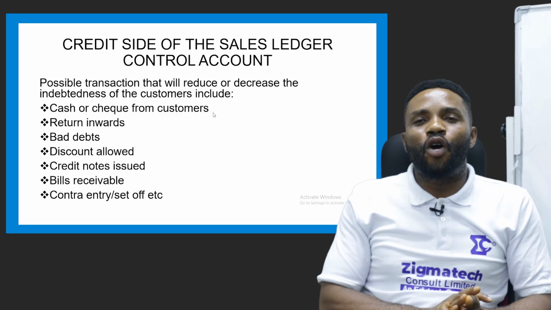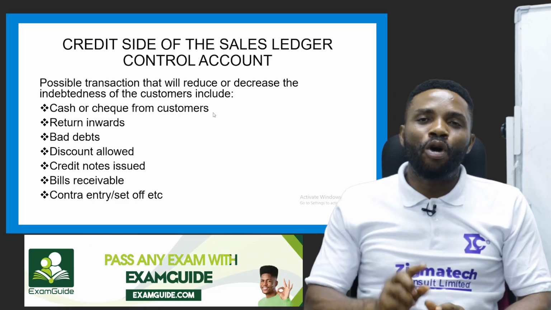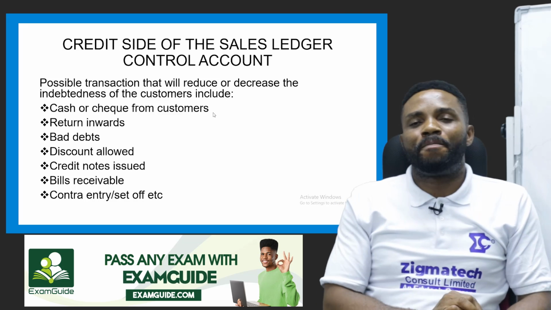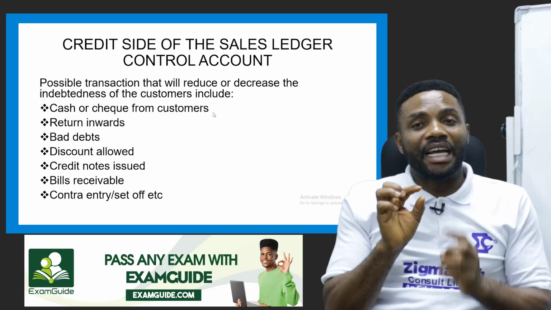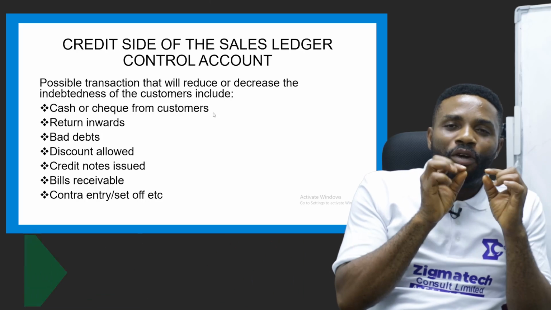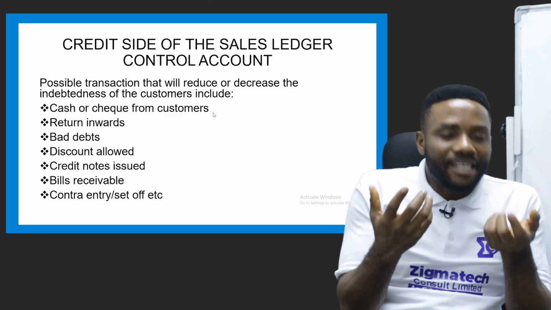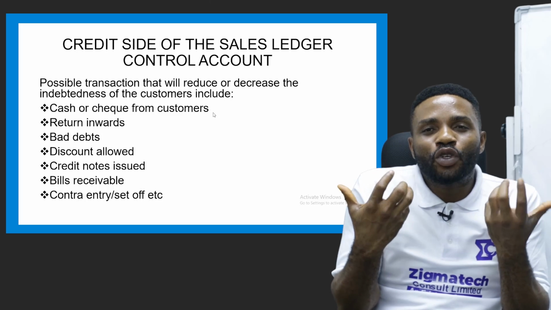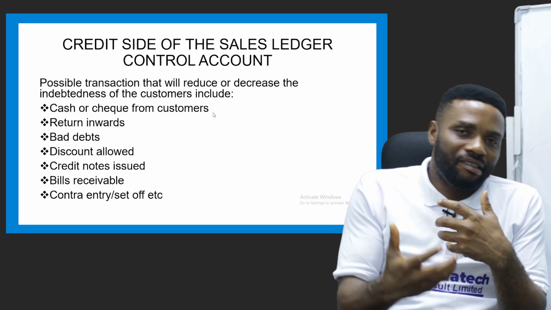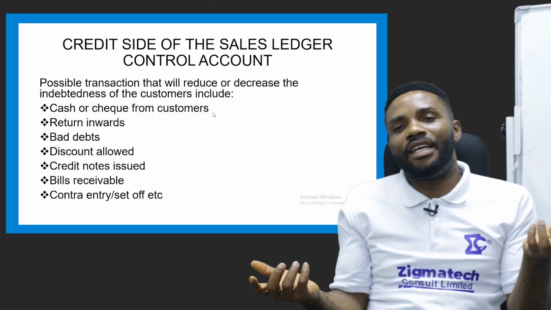The next one is what we call bad debt. Another name for bad debt is irrecoverable debt. It is debt that cannot be recovered. Remember, there's a difference between provision for bad debt and bad debt. When provisions are made, we are trying to predict. This is basically a professional way of getting ready, preparing our mind for the rainy day.